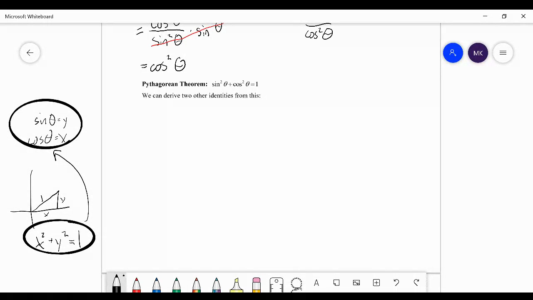Now, from this, we can get a lot of different things. And so what I first want to do is derive the two alternate Pythagorean identities or Pythagorean theorems. And so we simply start with our sine squared theta plus cosine squared theta equals 1. And I'm going to divide everything by cosine squared theta.